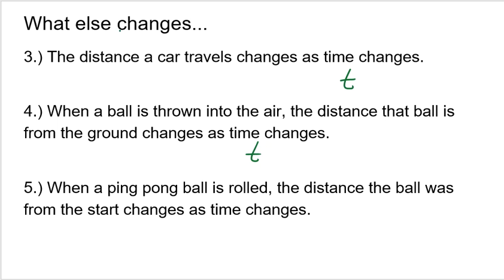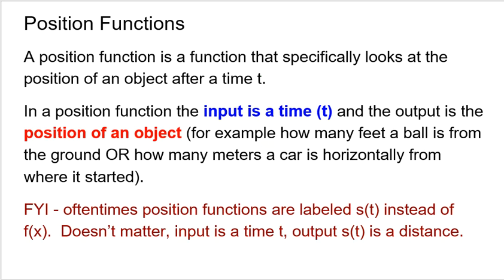So again, these are other examples where as something changes, in these 3 examples, as time changes, something else changes: the distance a car travels, the distance a ball is from the ground, or the distance a ping pong ball is from the start. Now, these types of problems are known as position functions. The previous 3 examples I just went over are position functions.